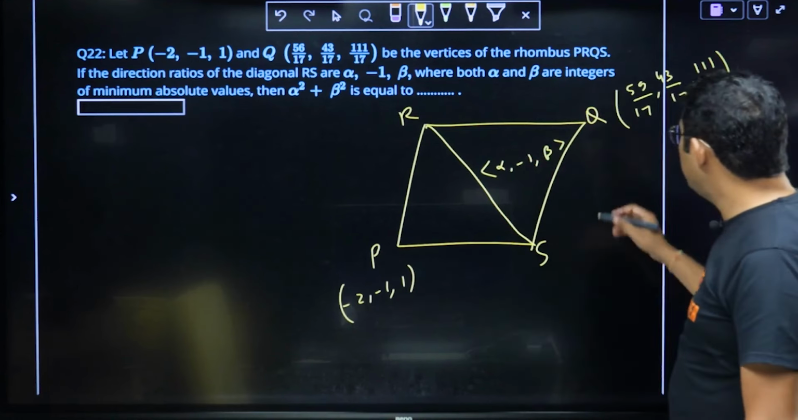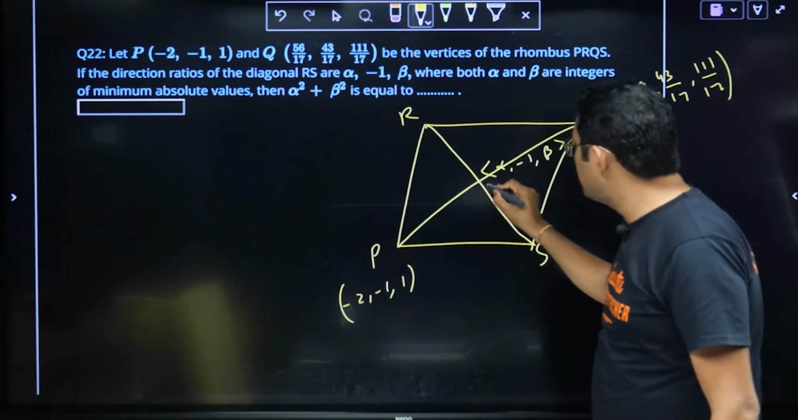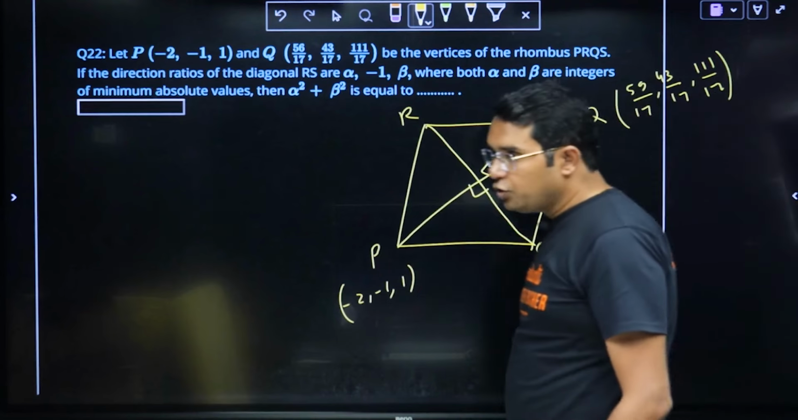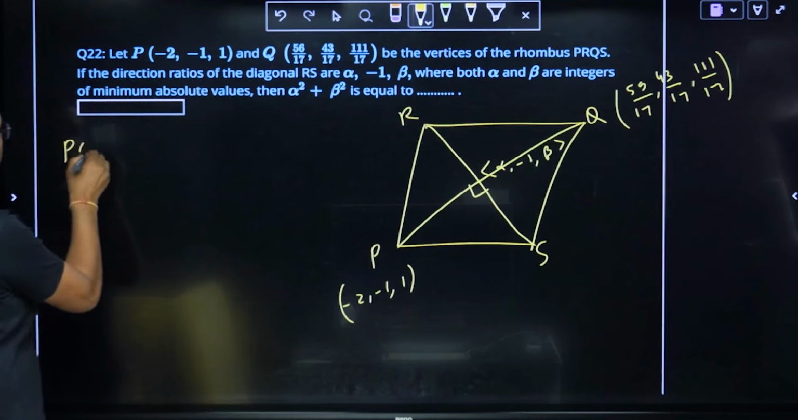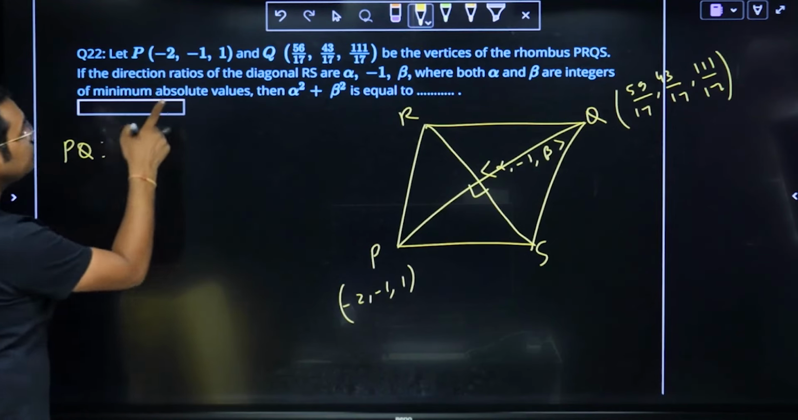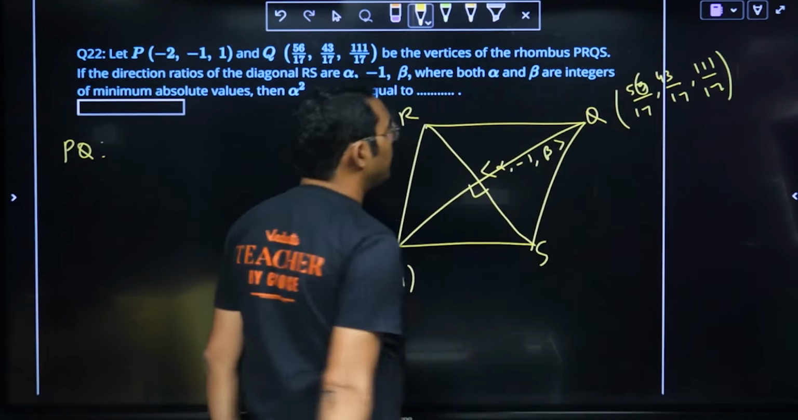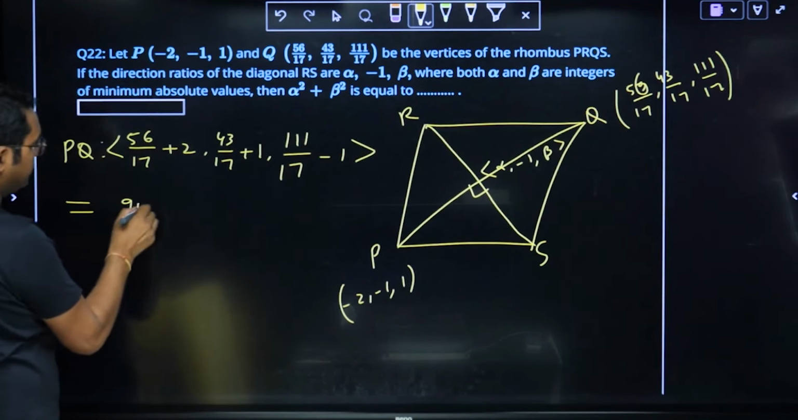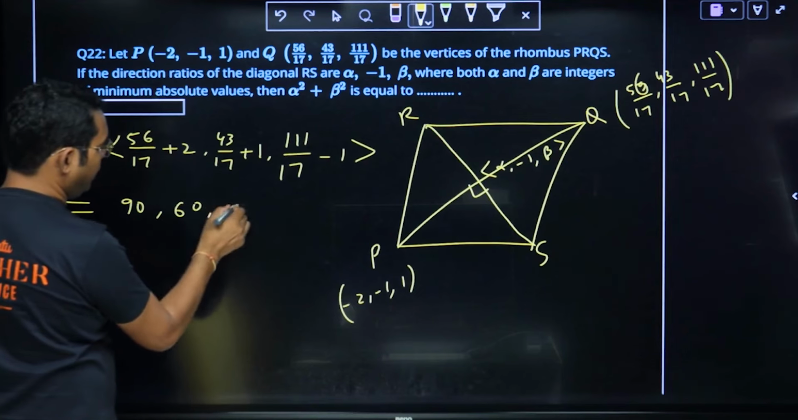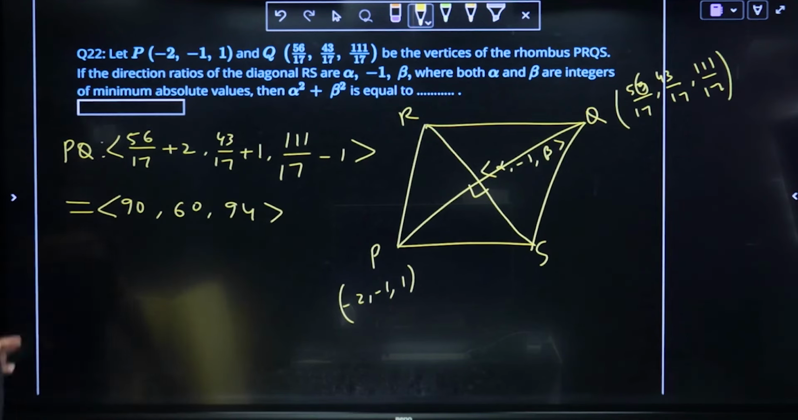Then we have to find the value of alpha square plus beta square, where alpha and beta are integers of minimum absolute value. Now please see, diagonal PQ is perpendicular to diagonal RS, and the direction ratios of PQ you can find by taking the difference. For PQ it would be 56 upon 17 plus 2, then 43 upon 17 plus 1, 111 upon 17 minus 1. So that will be the direction ratios. It becomes 34 plus 56, how much? 90, I think, and that will be 60, and that will be 94. I have removed 17 because it is there in all the terms.